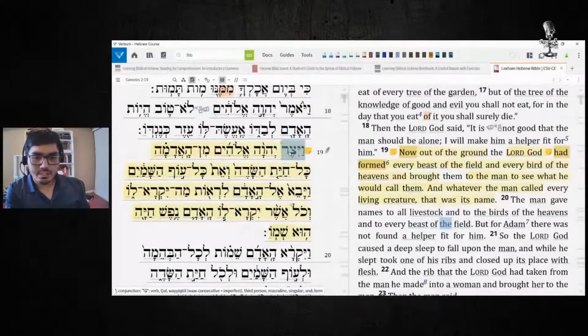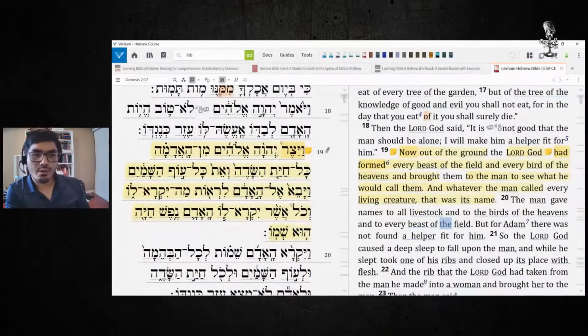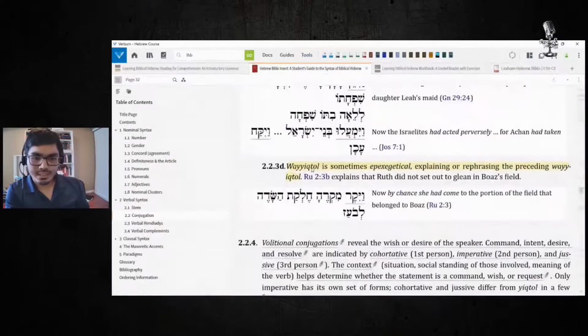Vaitzer here is being used as a pluperfect. It's referring back to something that happened way, way back, which is that God had created all the other animals.